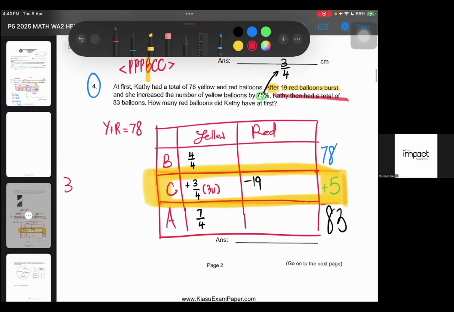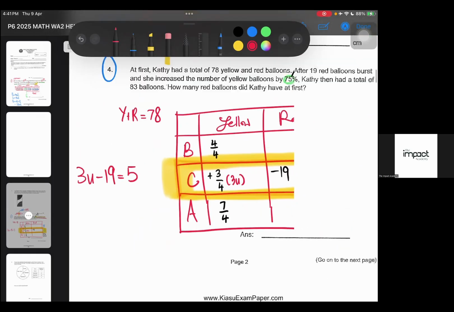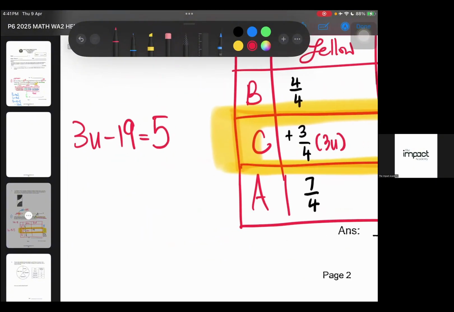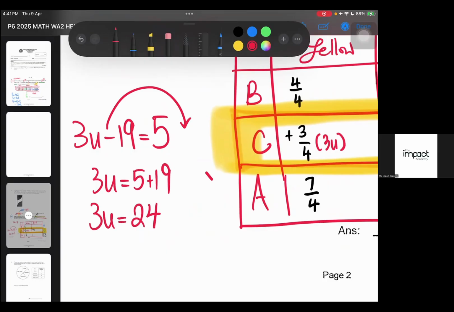3 unit minus 19 is equals to 5. Agree or disagree? But isn't it plus? Why? Then why you got plus one? Yeah, 5 is positive, right? Oh. 5 is positive. 78 plus 5 equals to 83. Right? Correct now. So you're going to bring the 19 over. So 3 units is equals to 5 plus 19. 3 units is equals to 24. Do you agree or disagree?